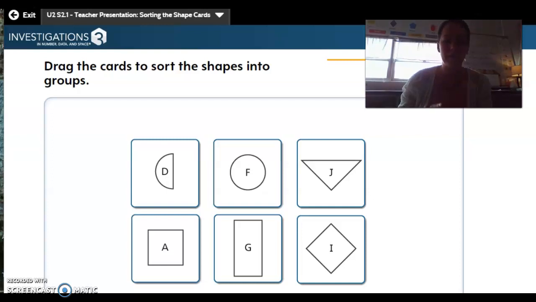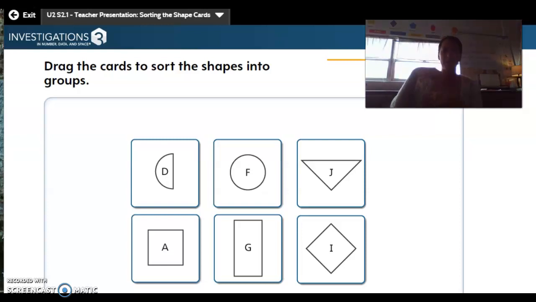Today we're going to be working on sorting shapes. On my screen I have 6 different shape cards, and we're going to group them together by their similarities, the shapes that go together, and some of the shapes that have the same attributes, okay? They share a common attribute. We're going to group them into 2 different groups, 3 different groups, 4 different groups, however many groups you have. Every card has to go into a group.